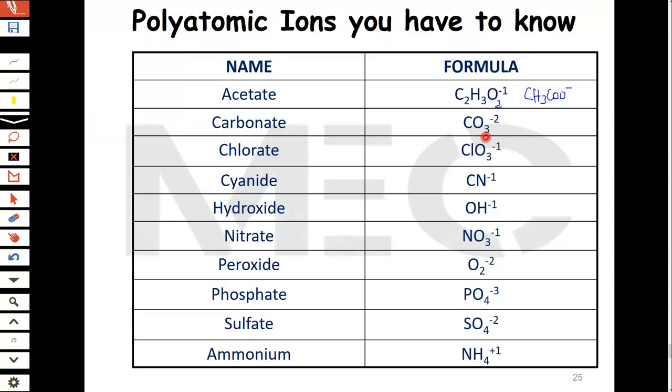Carbonate is CO3 2 minus. Chlorate is ClO3 1 minus. As I told you, we can drop the 1 here. We can say ClO3 minus. Cyanide is CN minus. Hydroxide is OH minus. Nitrate is NO3 minus. Peroxide is O2 2 minus. This is a very rare case when oxygen will be a -1 ion, not a -2 ion. 2 oxygens will be -2.